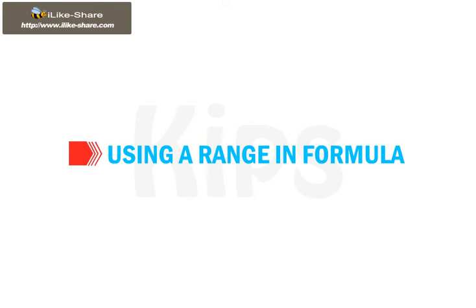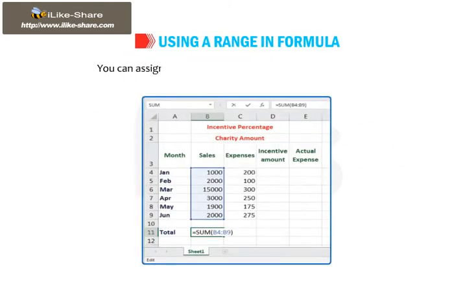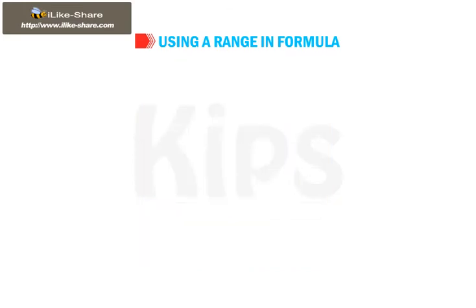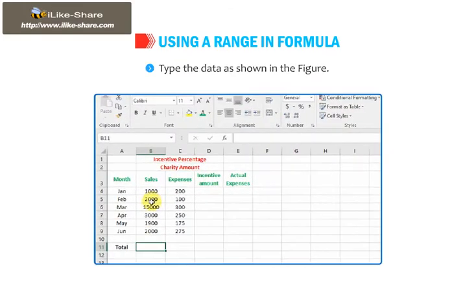Now let's learn how to use a range in a formula. You can assign multiple cells to a formula by creating a range. Using a range, you can save a lot of time. For example, if you want to calculate the sum of multiple columns or rows, it is always better to define a range. Type the data as shown in the figure.